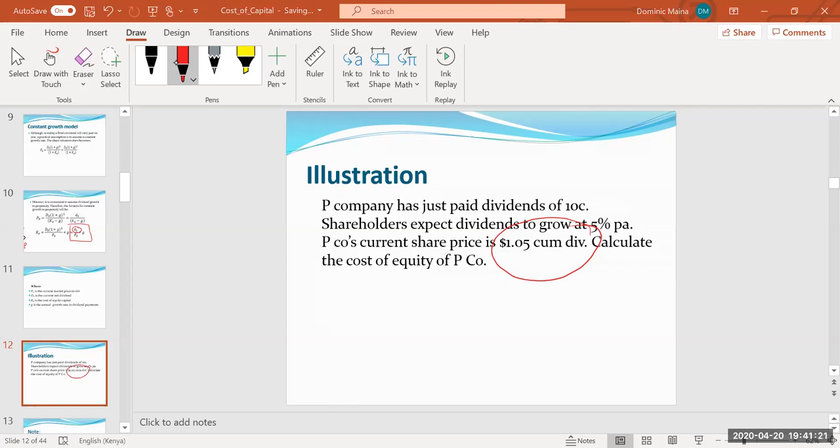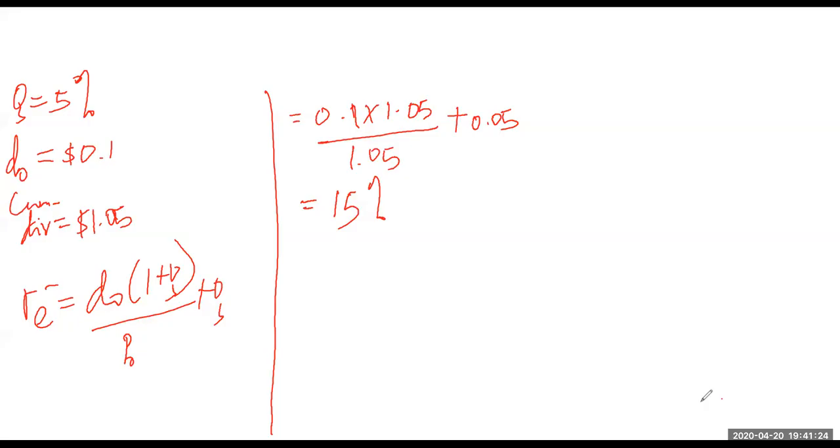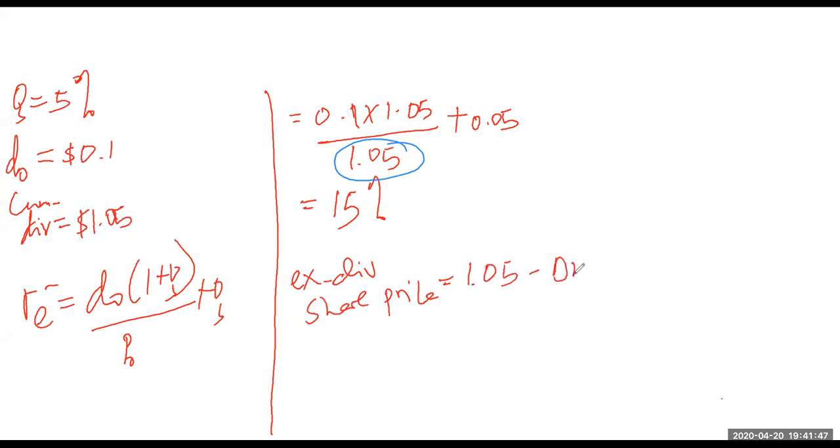So in this case, we need to go back to my board. We cannot use 1.05, because it is cum dividend. It is not the P naught. It is not the ex dividend. So we need to get the ex dividend share price. The ex share price is the cum dividend share price, 1.05, minus the DPS. We need to remove the dividend, in this context the most recently paid dividend, which was 0.1. So 1.05 minus 0.1 gives us the ex dividend share price of 0.95.